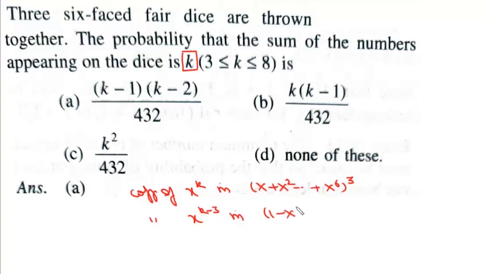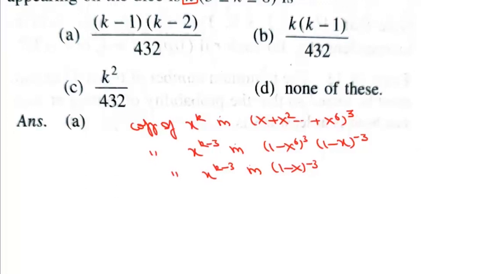1 minus x to the power 6, to the power 3, into 1 minus x to the power minus 3. Now since k minus 3 is less than 6, we simply have to find the coefficient of x to the power k minus 3 in the expansion of 1 minus x to the power minus 3. Now the coefficient of x to the power r in the expansion of 1 minus x to the power minus n is given by n plus r minus 1 C r.